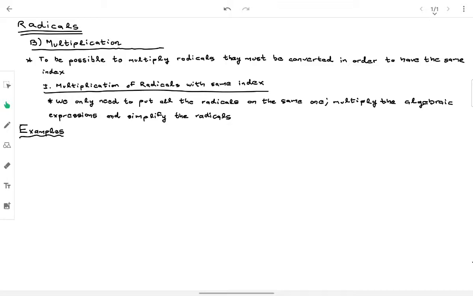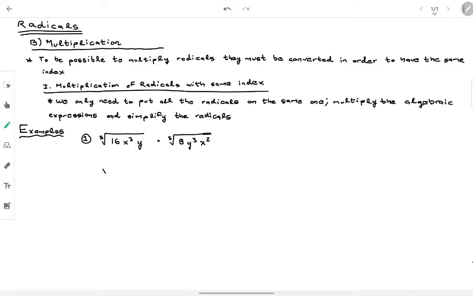Let's see some examples. So here we have the first exercise. The fifth root of this one multiplied by the fifth root of this one. So it's going to be very simple because we will multiply this expression by this expression and we will have it in a single fifth root. Of course, maybe we can multiply the 16 times 8 and we will have a super big number, and then we can decompose it. Or maybe we can decompose both before multiplying.